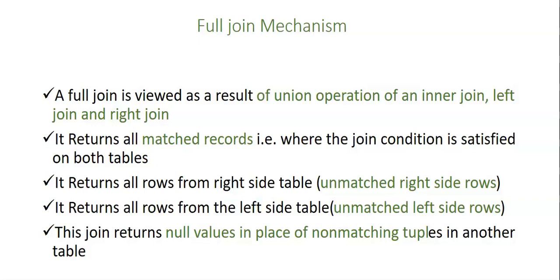What does it mean? It means it returns the matched records. Whenever a match is found in the condition of both the tables, those particular rows are displayed with the joining data. And all the rows from the right side table are displayed, and all the rows from the left side table are also displayed, even though there is no matching record. In place of unmatched records, that means whenever there is no associated data, the column will still be appended, and null values will be placed in the unmatched records of the left side and right side table. Simply, a full join is a union of inner join, left join and right join.